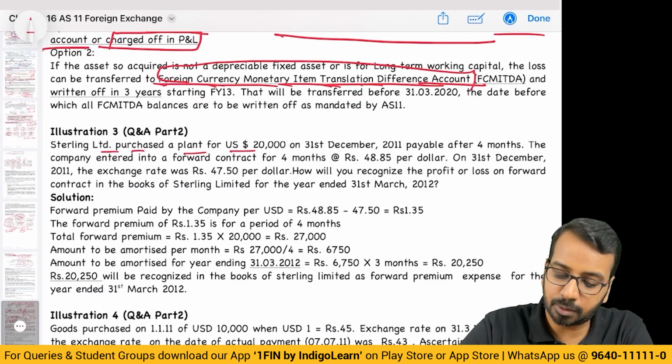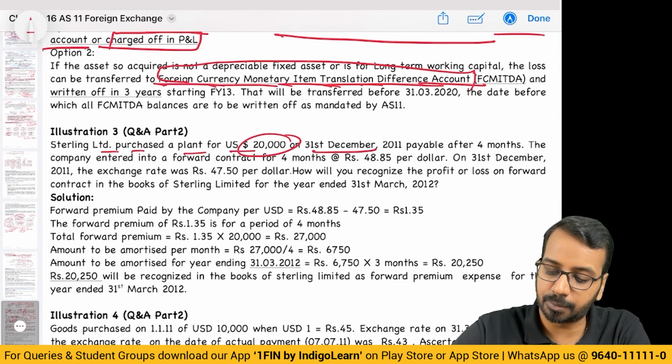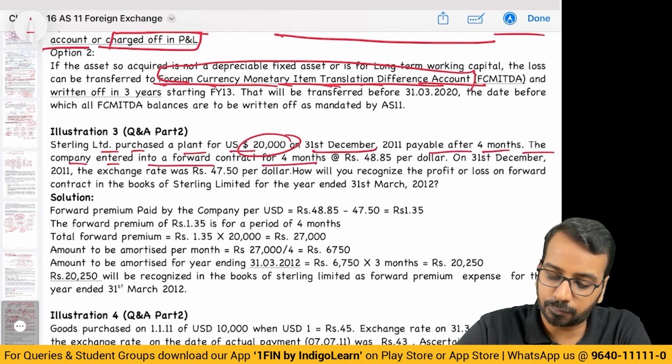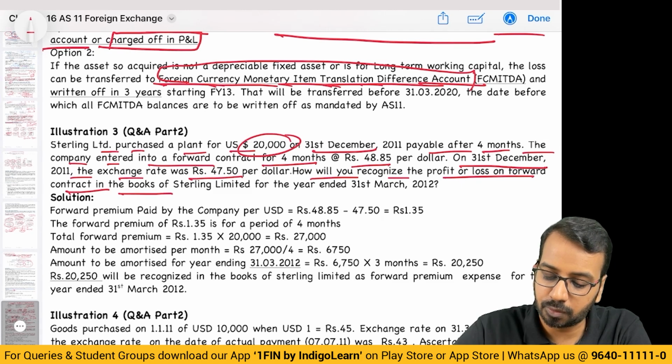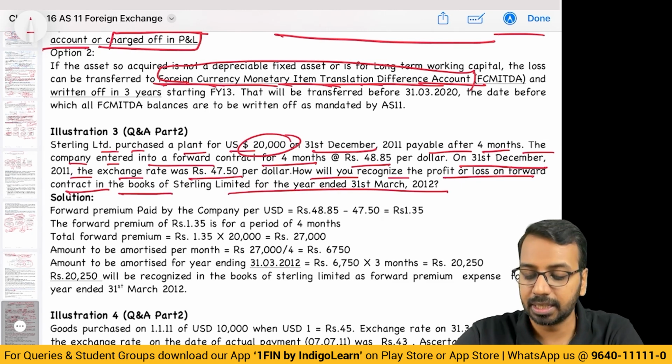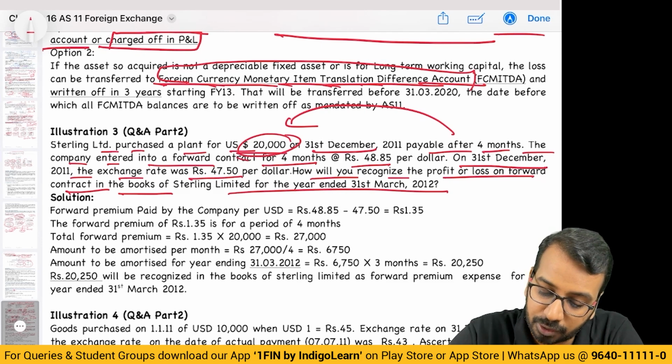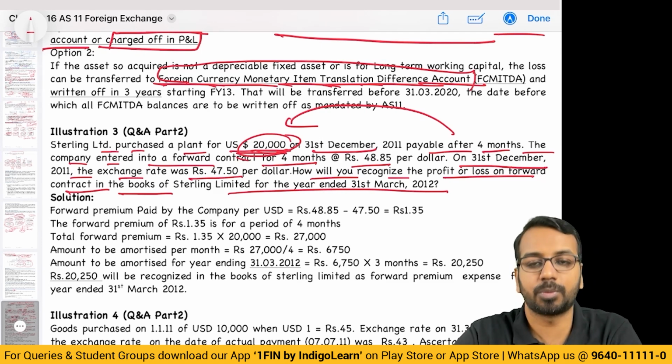Sterling Limited purchased a plant for $20,000 on 31st December, payable after 4 months. The company entered into a forward contract for 4 months at 48.85. On 31st December, the exchange rate was 47.5. How will you recognize the profit or loss on the forward contract in the books for the year ended 31st March? Now here, I am entering into this contract to safeguard my position for this amount, the dollar that is purchased.